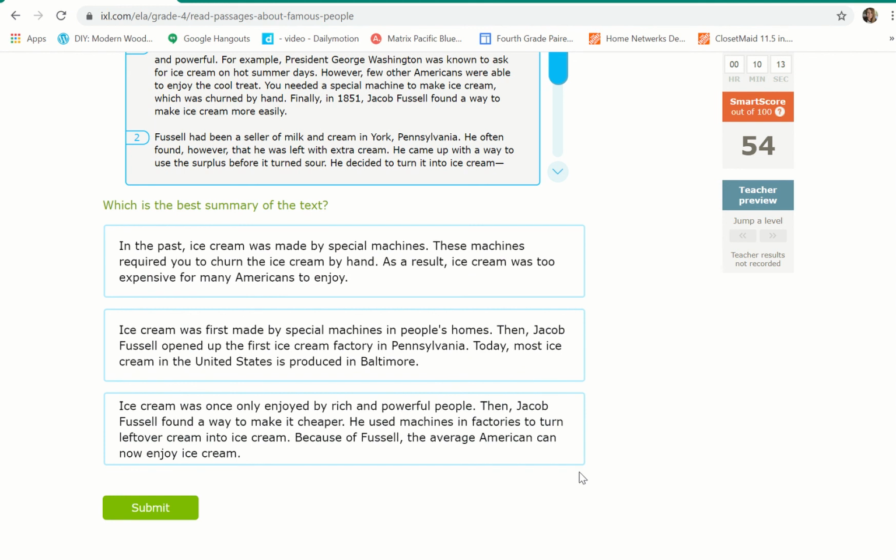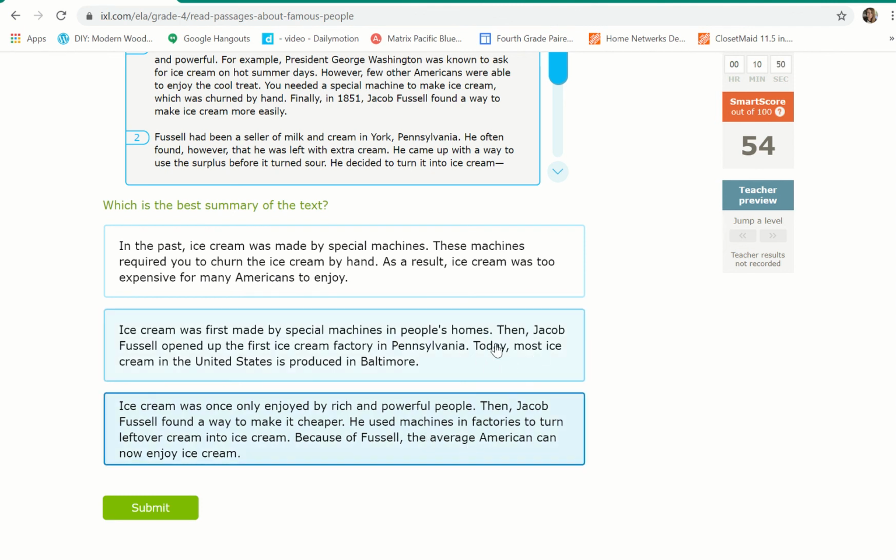Ice cream was once only enjoyed by rich and powerful people. Then Jacob Fussell found a way to make it cheaper. He used machines and factories to turn leftover cream into ice cream. Because of Fussell, the average American can now enjoy ice cream. And that's really detailed. And I like the way that it lays out kind of his journey, and it's like a cause and effect statement. Because only the rich and powerful could enjoy ice cream, Jacob did this, and then because he did that, now we as Americans can enjoy ice cream. I think that's my answer.